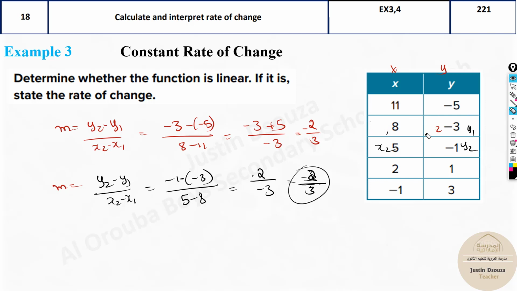Sorry. I'll just clear this off over here. Now what you do is see the difference. What is the difference of x from year to year? 11 to 8. That is decreasing by how much? Decreasing by 3 units. Now from year to year, it should also be minus 3 units.